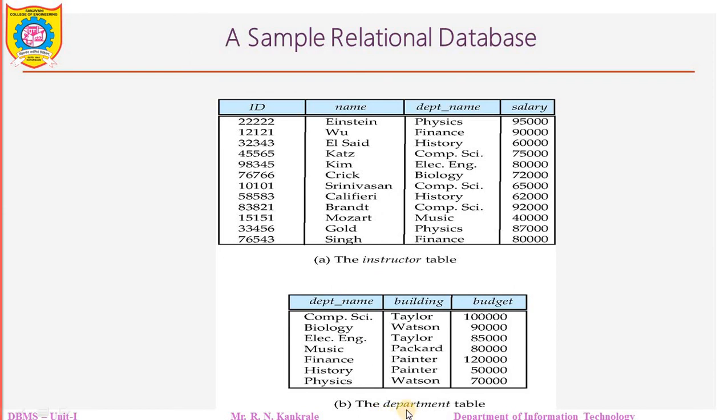Figure B is another relation, that is a table, the department table. It has 3 columns, meaning attributes: department name, building, and budget. Department name will have a data type which is defined by the programmer. Building also has a data type which is defined by the programmer. It comes into the logical level. So whatever table we are seeing here is in the view.